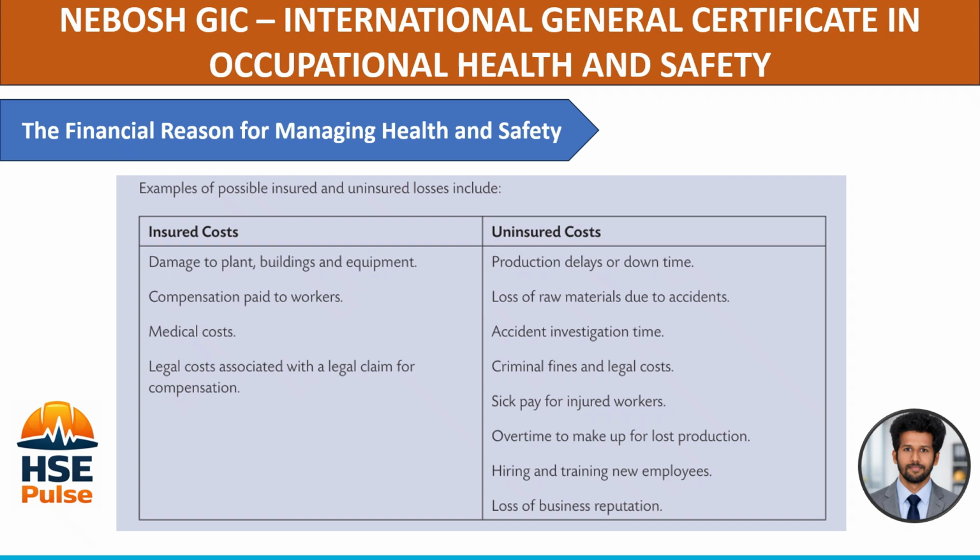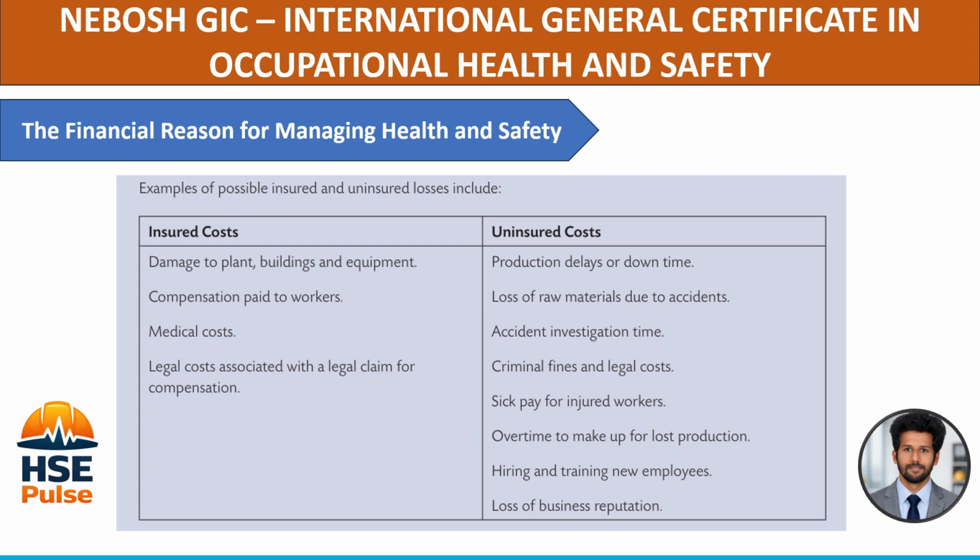Examples of insured and uninsured costs. Insured costs: damage to plant, buildings and equipment, compensation paid to workers, medical cost for the injured person, legal cost associated with the legal claim for compensation. So legally, if it is applicable, that cost will also be insured by the insurance companies. These are all the insured costs.